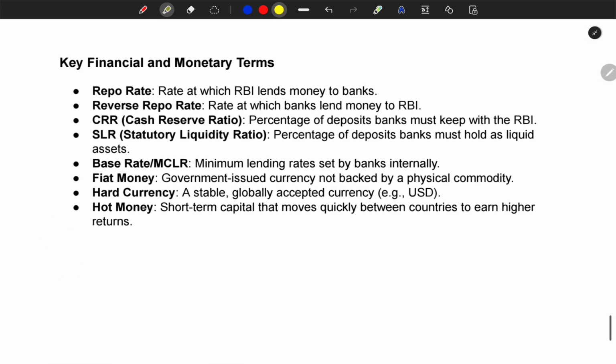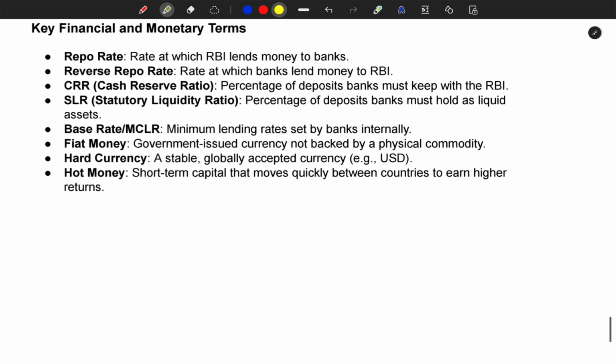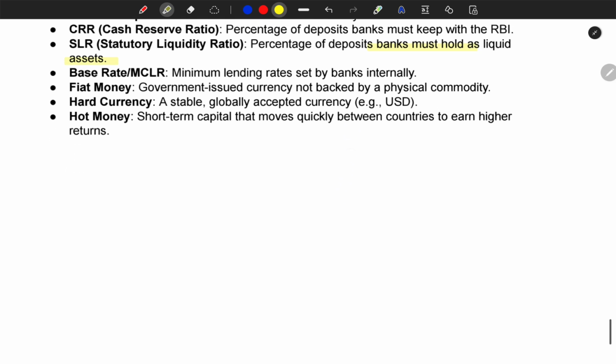Key financial and monetary terms. Repo rate: rate at which the RBI lends money to banks. Reverse repo rate: rate at which banks lend money to the RBI. CRR, cash reserve ratio: percentage of deposits banks must keep with the RBI. SLR, statutory liquidity ratio: percentage of deposits banks must hold as liquid assets. Base rate, MCLR: minimum lending rate set by banks internally.